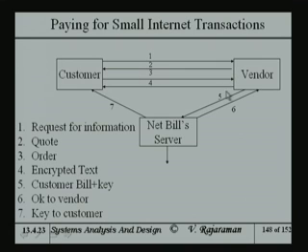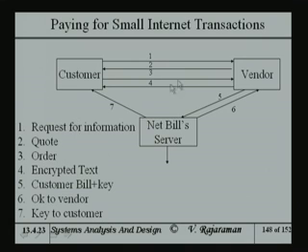And step 4, once the order is accepted, he sends encrypted text or an encrypted music file to the customer. The customer does not get the file right away, because only after he makes a payment will he get the key with which he can actually use it. As I said, the 4th is the encrypted text goes from vendor to the customer.